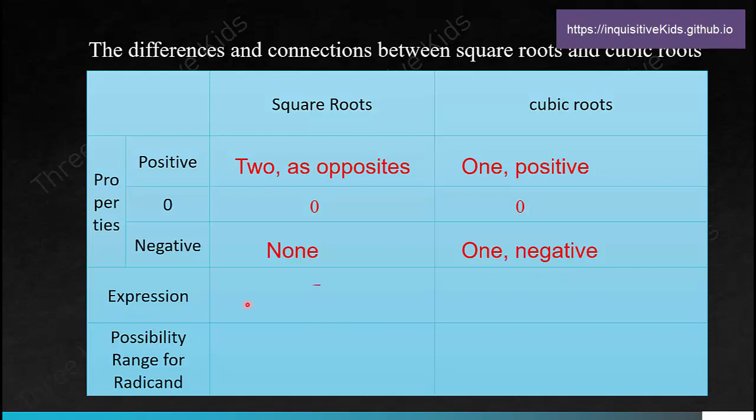Now here's how you express square roots. Express it this way. While for cubic roots, you have to make sure not to omit that 3 right there, or else it'll get confused with just a square root. And this is the possibility range for the radicand. The radicand is just a over here. So for cubic roots, a can be any number, while for square roots, it has to be non-negative. This is something that students often forget, so I hope you can remember that.